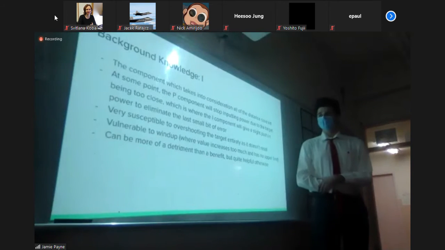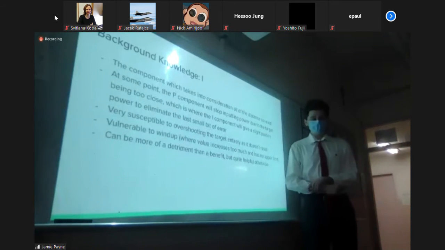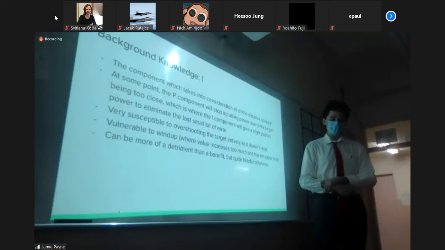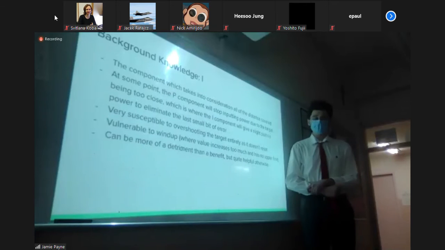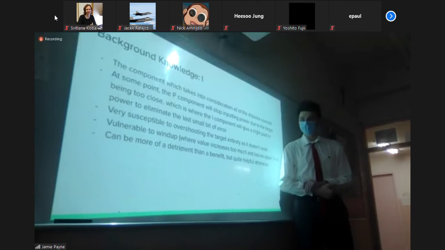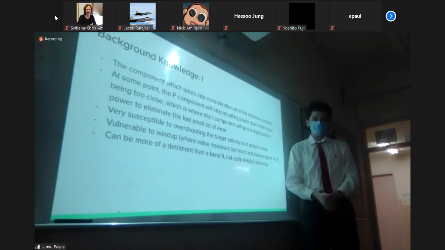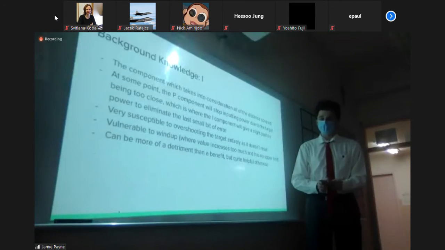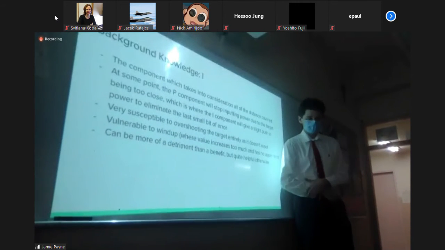Finally, the integral component. This is the component that takes into consideration all of the distance covered beforehand. And at some point, the proportional component will stop inputting power due to the target being too close, which is where the I component will give a slight push in power to eliminate that one small bit of error that's keeping the robot back from actually reaching the destination.